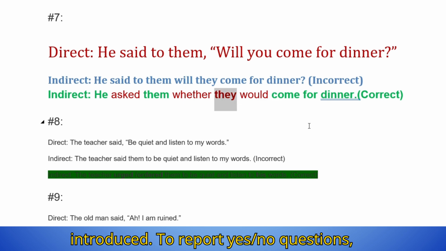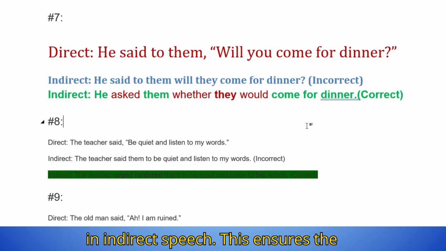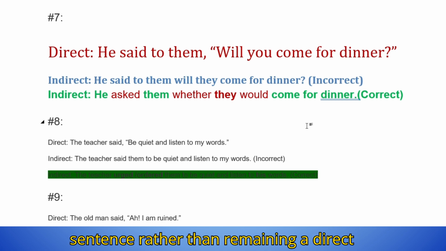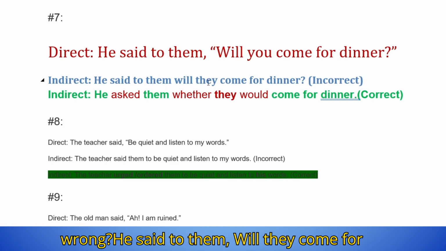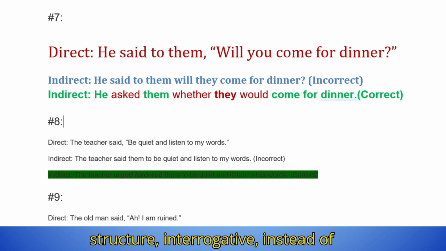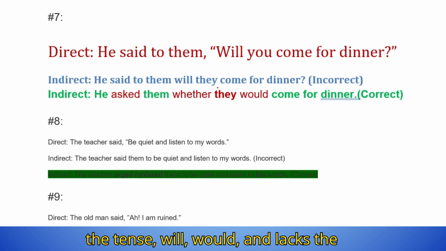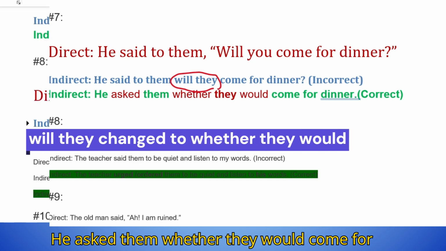To report yes/no questions, we use "whether" or "if" in indirect speech. This ensures the question is embedded as part of the sentence, rather than remaining a direct question. Why the incorrect version is wrong: "He said to them, will they come for dinner?" keeps the question structure (interrogative) instead of converting it into a statement (declarative). It also fails to backshift the tense, "will" to "would," and lacks the necessary "whether" or "if." Correct indirect speech: He asked them whether they would come for dinner.